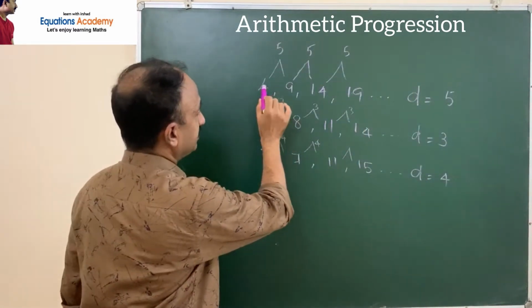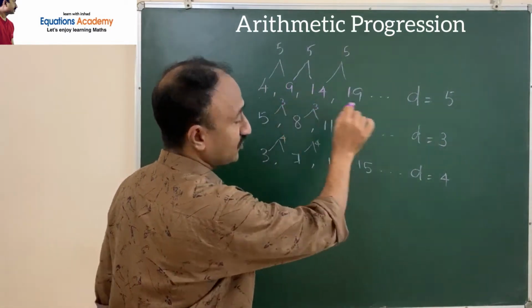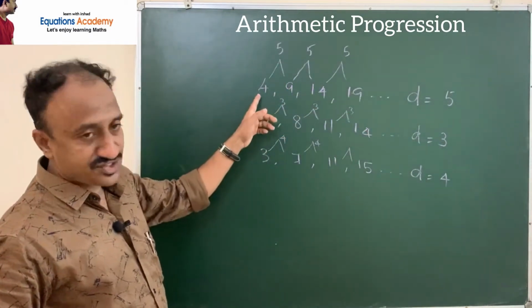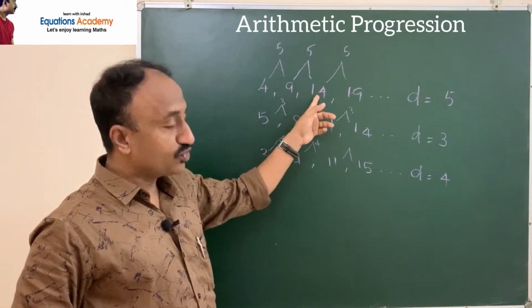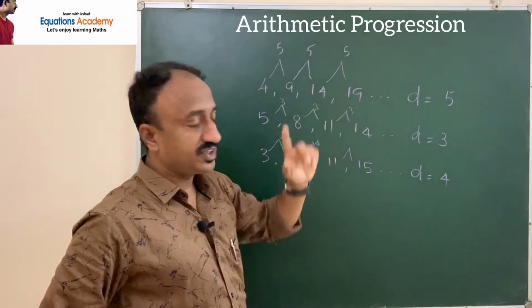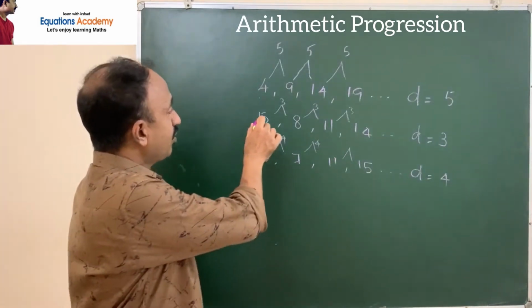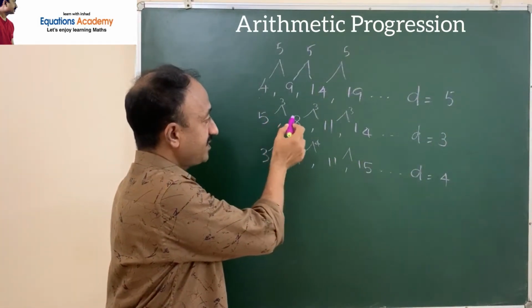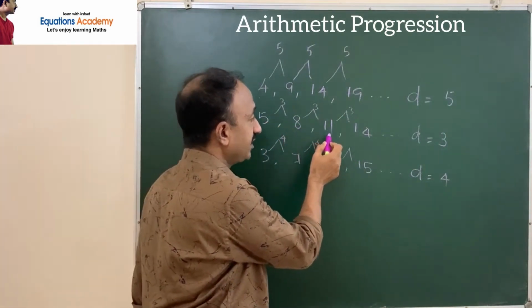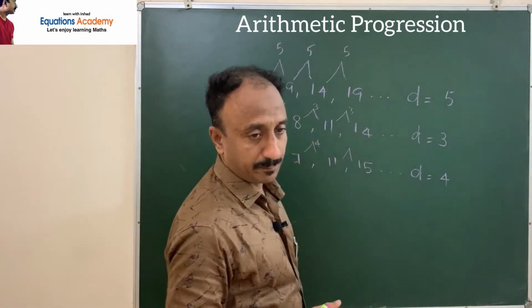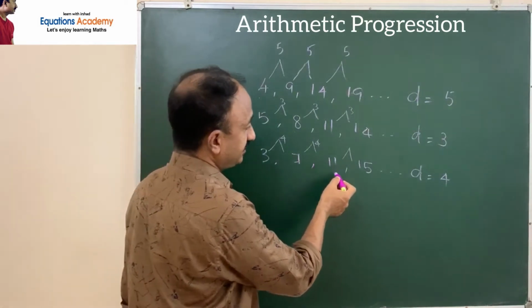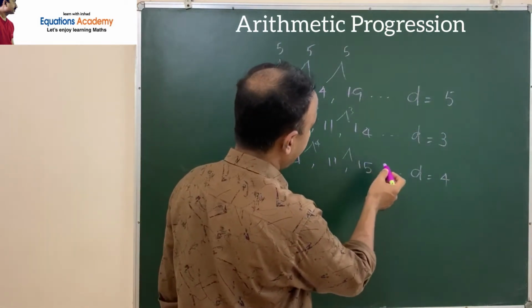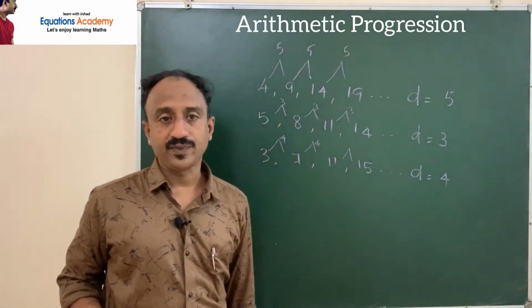These numbers 1, 2, 3, 4, these are all called terms. Here the first term is 4, second term is 9, third term is 14, fourth term is 19. Here first term is 5, second is 8, third is 11, and the fourth is 14. Here first term is 3, second term is 7, third term is 11, and the fourth is 15.